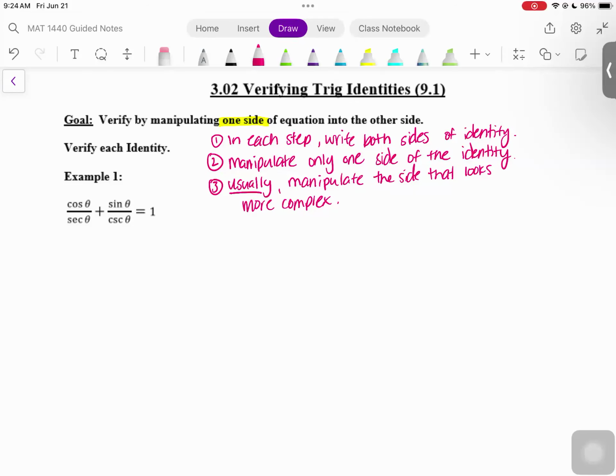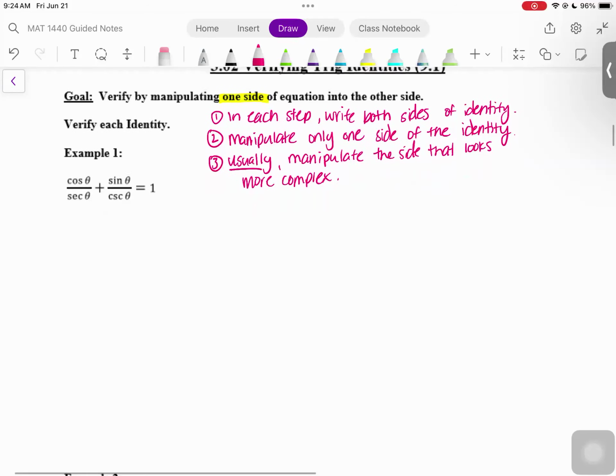So we've got cosine theta over secant theta plus sine theta over cosecant theta equals 1. Again, we're going to start by manipulating the side that looks more complex. The left side of this equation definitely looks more complex. So this is the side that I'm going to manipulate, and I'm going to try to make that left side become 1.